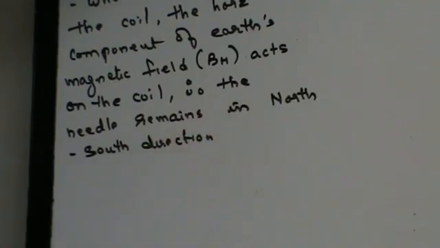Basic law: any freely suspended magnetic object or magnetic needle is going in north-south direction. That's exactly what's happening here. Why? Because of the Earth's magnetic field.